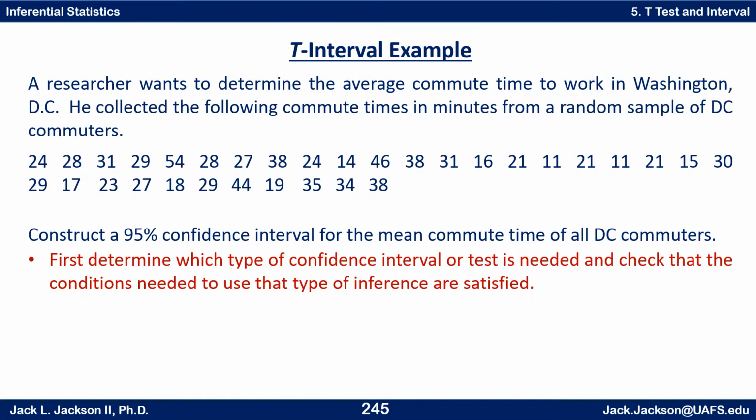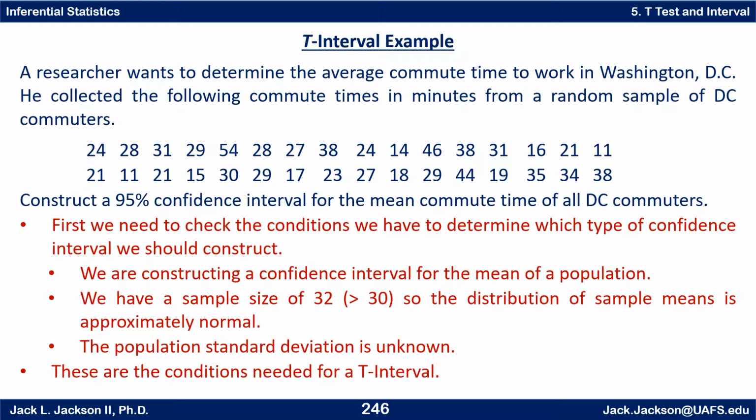This time, we remind you, we first had to determine what type of confidence interval or test is needed, and check that the conditions needed to use that type of inference are satisfied. This is important. This is the first thing you always have to do. Here we notice that we're constructing a confidence interval for the mean of the population. We have a sample size of 32, greater than 30, so the distribution of sample means is approximately normal. Population standard deviation is unknown. These are the conditions for a t-test.